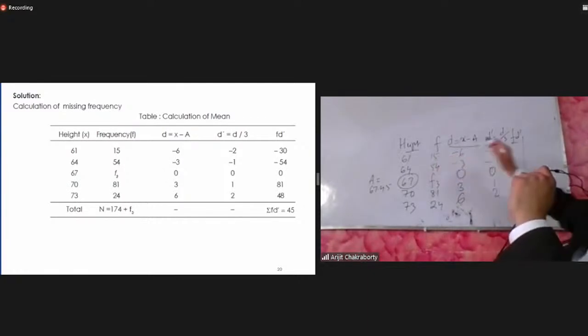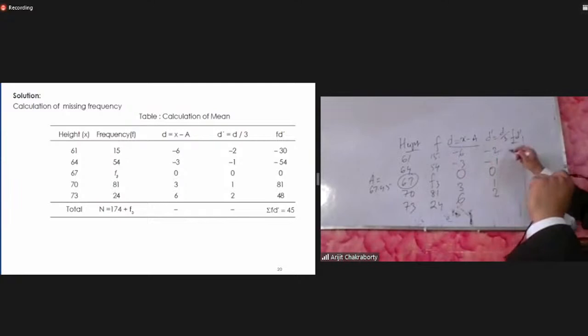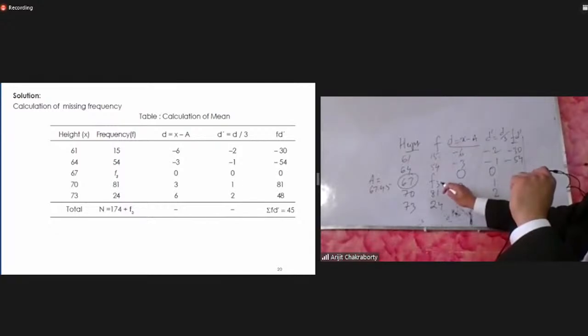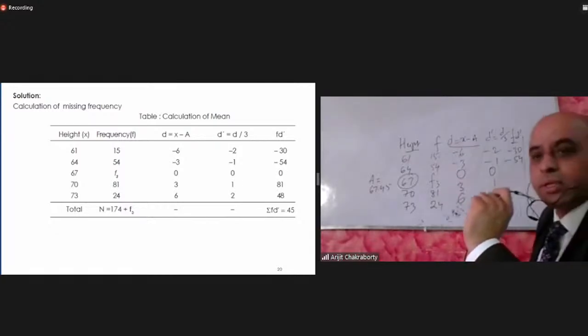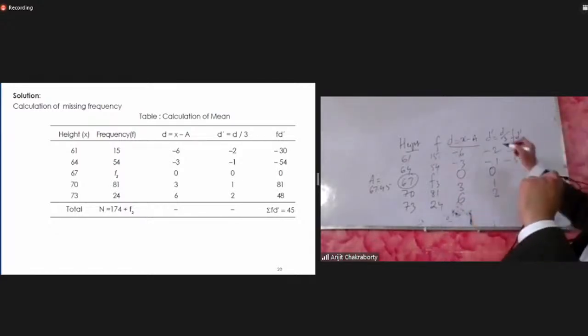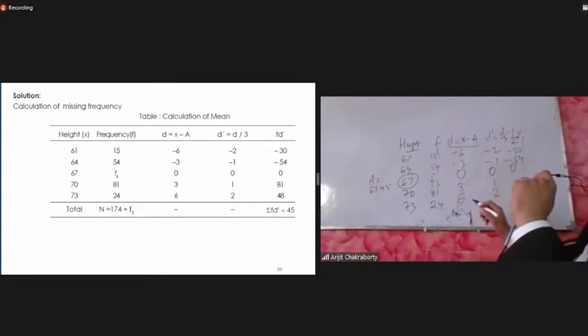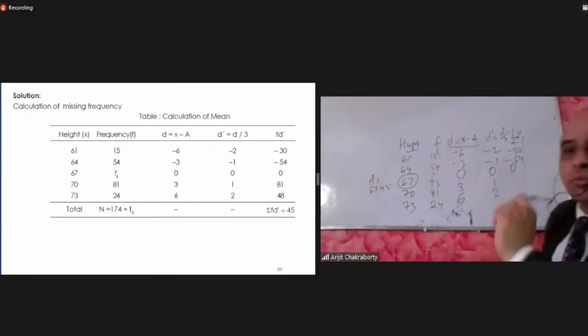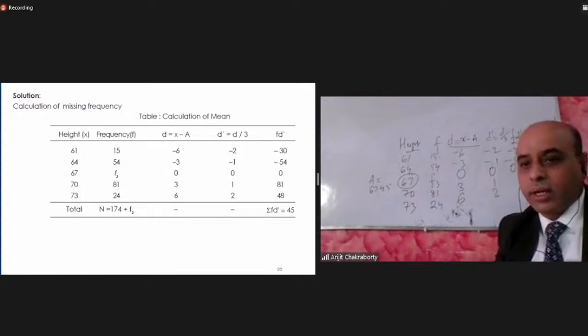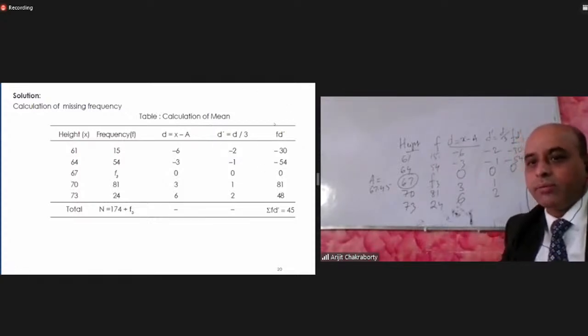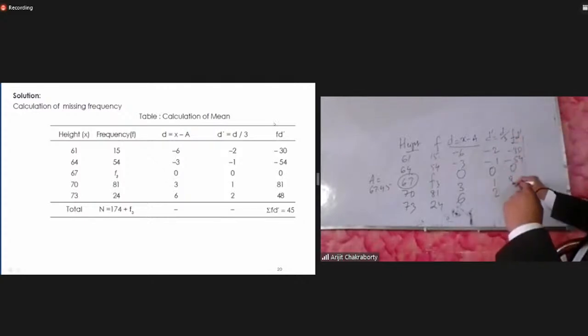15 is the frequency. D dash is coming to minus 2. So 15 into minus 2 is minus 30. 54 into minus 1 is minus 54. F3, please note, F3 into 0 is 0. And then we have 81 into 1, kindly note. So just try and write it out with me. 81 into 1 is 81. And 24 into 2 is 48.